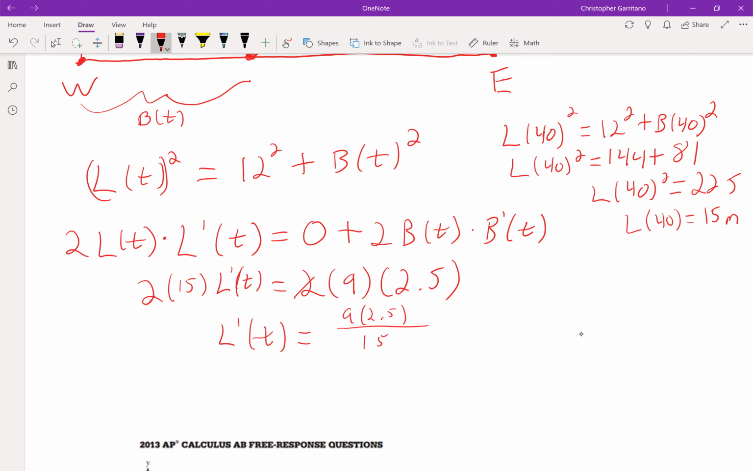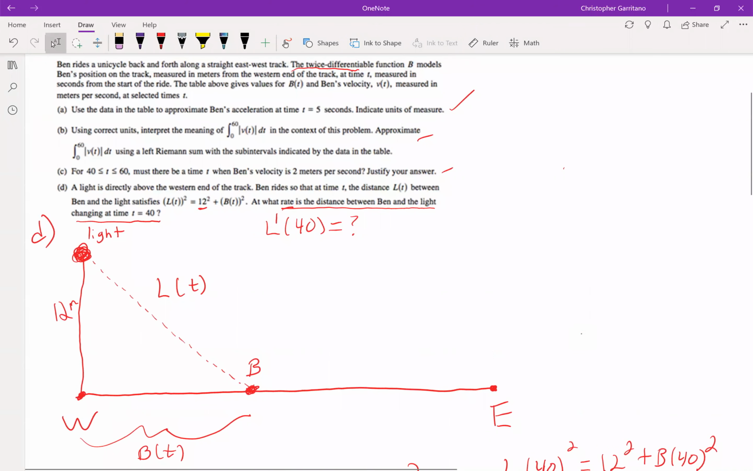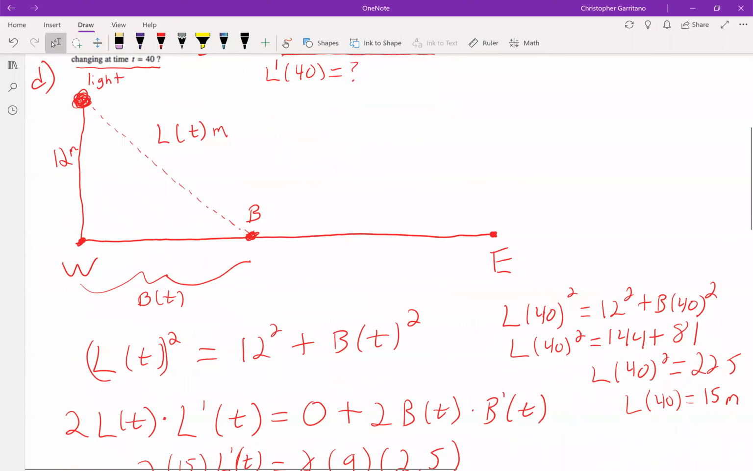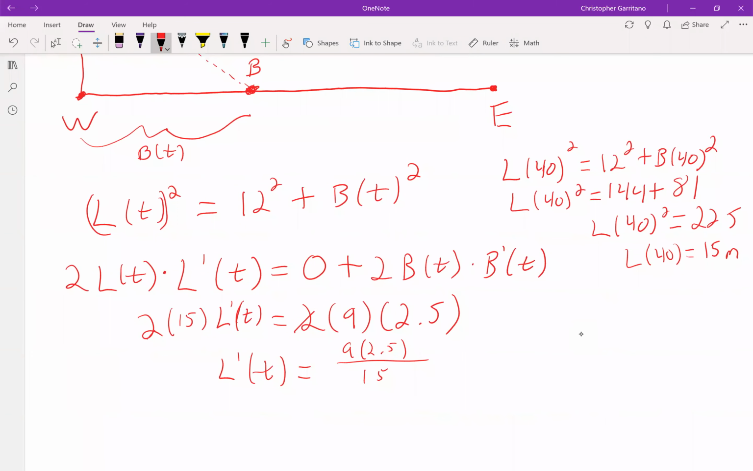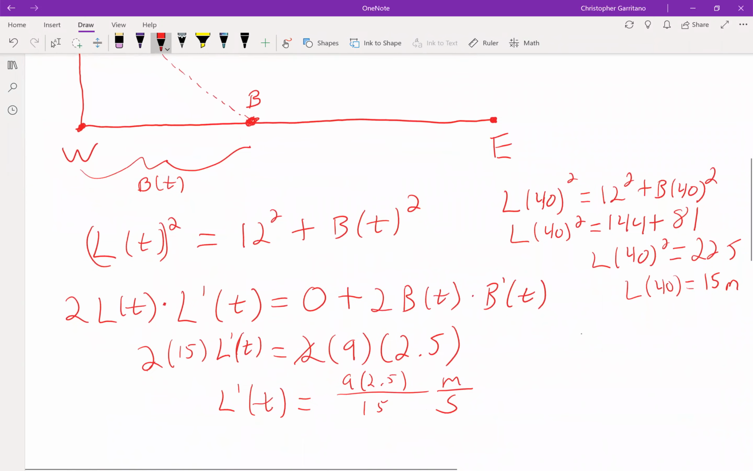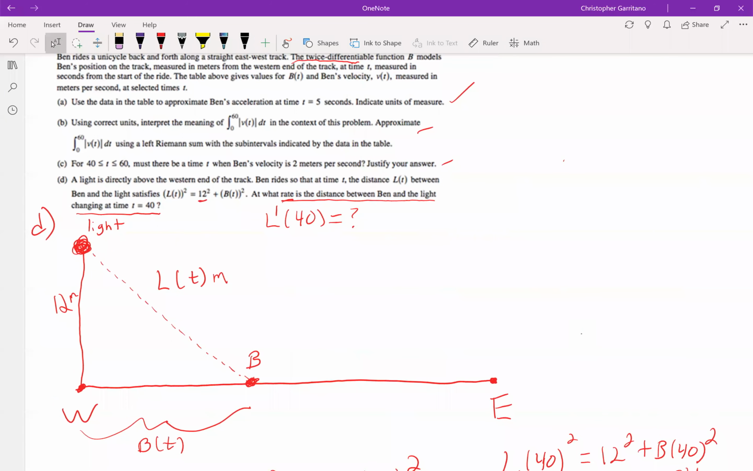Those units, of course. So let's think about this. L of t represents a linear distance, so L of t will be measured in meters. Well, that means L prime of t will be meters per time unit, and time units are seconds here. It's really a good idea anytime you're given units in a problem, your final answer should include units. And there you have it.